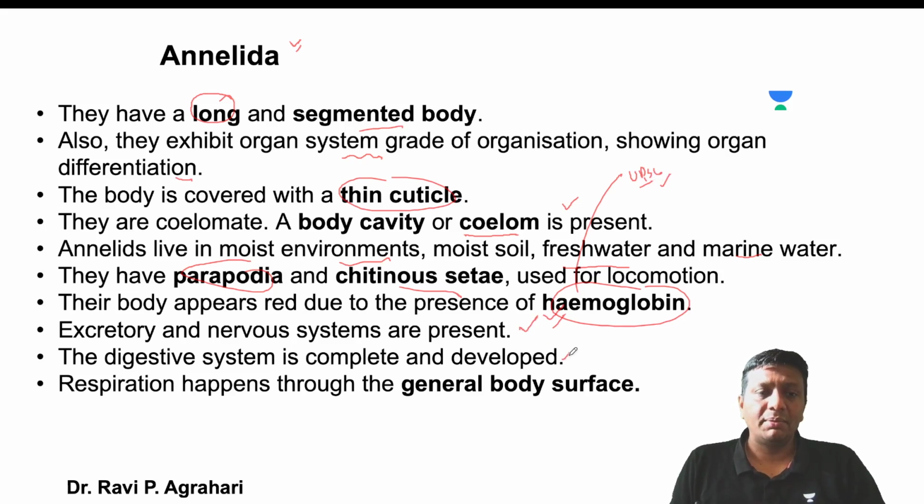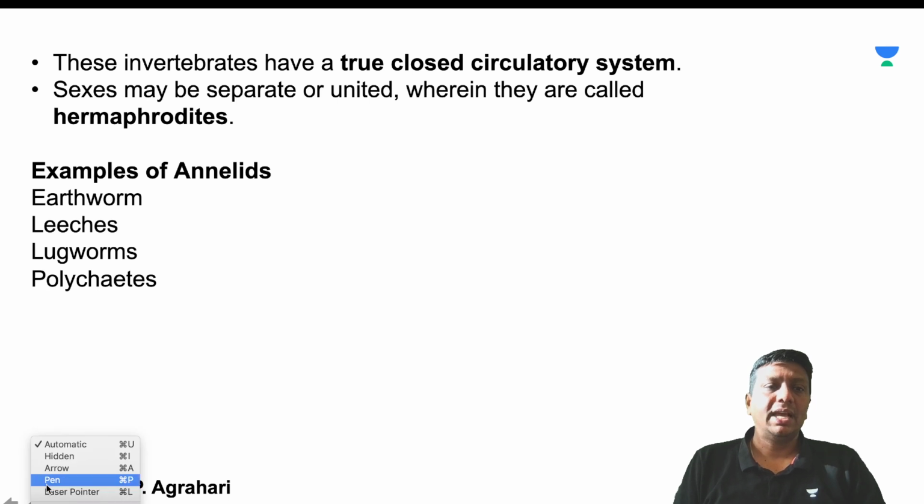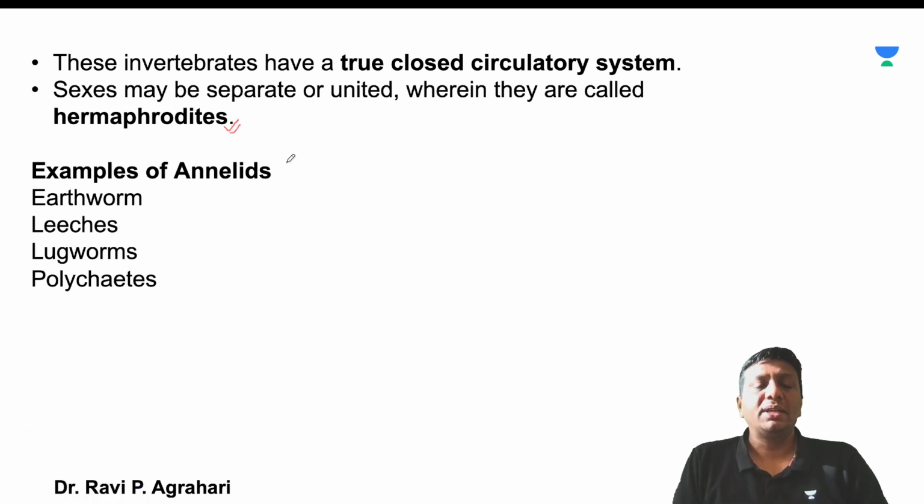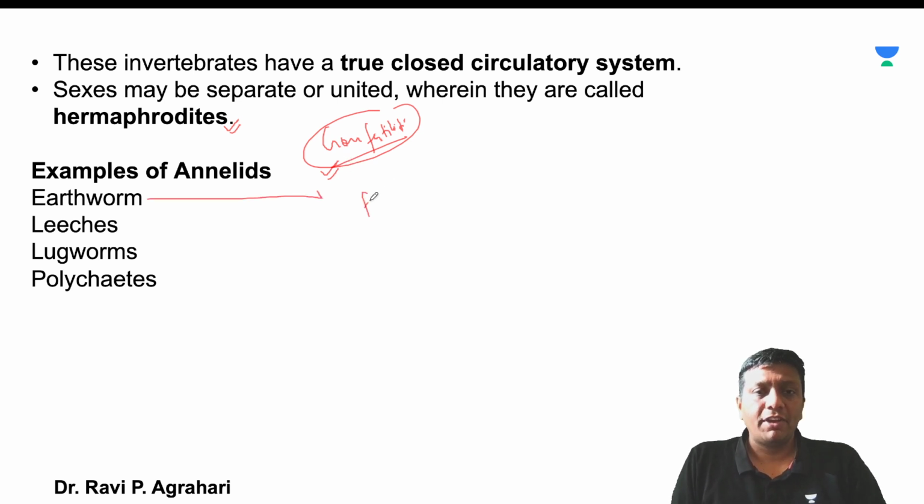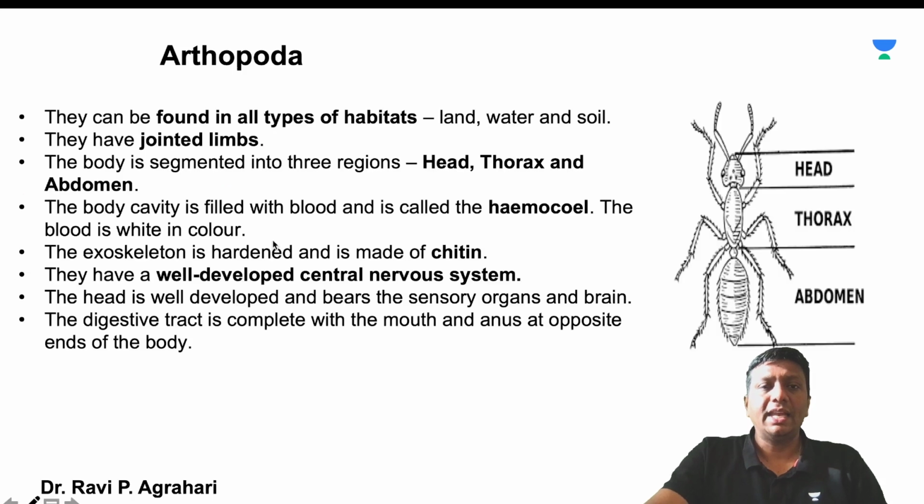The digestive system is well developed here. Respiration happens through the general body surface. Annelida have a true closed circulatory system. The animal is hermaphrodite, bisexual, but it is involved in cross fertilization. Male and female reproductive parts are both available in the earthworm, but earthworms perform cross fertilization. Earthworm, I hope you know very well, is the farmer's friend. So earthworm, leeches, lugworms, polychaetes, these are all examples of annelids.